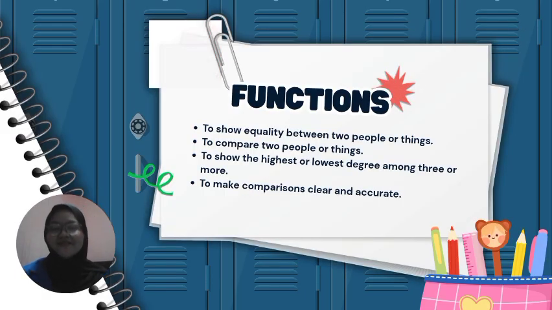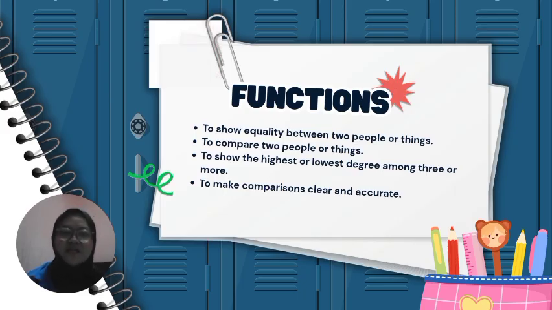Now let's discuss the function of degree of comparison. The first function is to show equality between two people or things. Usually we use the pattern as, as. For example, Lisa is as kind as her sister. This means Lisa and her sister have the same level of kindness. And the second function is to compare differences between two people or things. For example, my car is faster than yours. This sentence tells us that my car has a higher speed than your car.